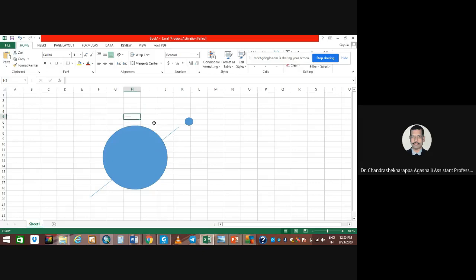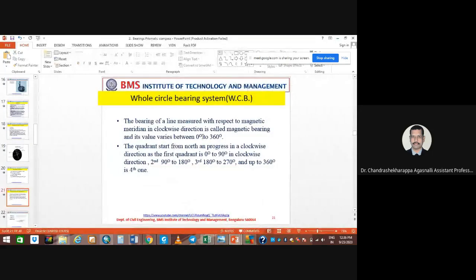So in one reading you write north 50 degree east. That's a quadrangle bearing, and if you want, you can write it as south 50 degree west. So 0 to 90 is one quadrant, first quadrant, second, third, and fourth, four quadrants. As per your convenience, you can take that. The quadrants progress in the clockwise direction, the first quadrant is 0 to 90. As I told you, the clockwise direction, second is 90 to 180, third is 180 to 270, and the fourth one is 270 to 360. That is the fourth quadrant.